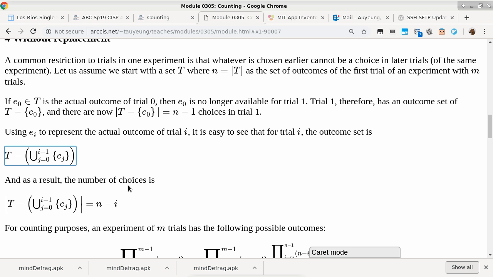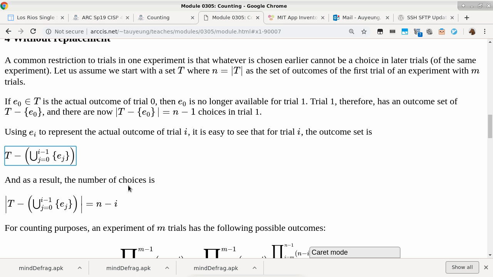So we are unioning the set of E0 with the set of E1 with the set of E2, E3, all the way to the set of E subscript I minus 1. What is it going to make? It's going to make one big set, right? The one big set has elements E0, E1, E2, all the way to E subscript I minus 1. That's just a programmatic way of specifying that particular set.